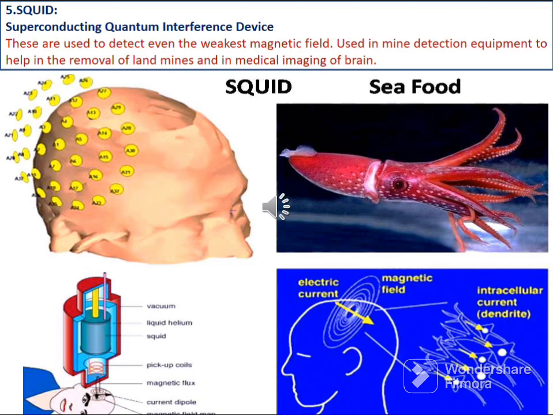Here comes the major application of superconductors, SQUID. What immediately comes into your mind will be seafood, but here we are going to talk about the superconducting quantum interference device. They are used to detect even the weakest magnetic field, and they are used in mine detection equipment to help in the removal of landmines and in medical imaging of the brain. A landmine is nothing but a blast that has been hidden under the land, and whenever some vehicle crosses it, it will blast. So this SQUID is used to detect and remove such landmines, and also they are used in the medical imaging of brain and heart pulses.